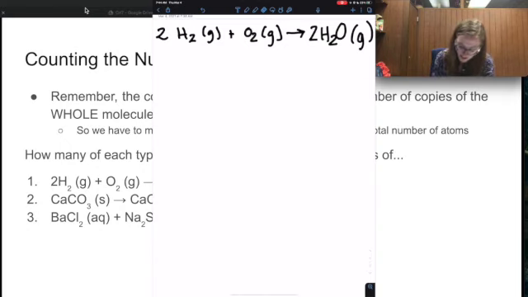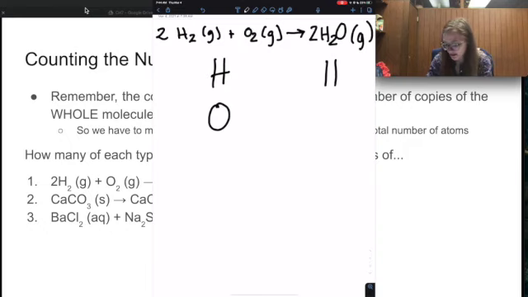So if I'm looking at the reactants in this equation, I have hydrogen and oxygen. And in the products, it looks like I have hydrogen and oxygen as well. So from here, I'm going to start to count the number of each. If I'm looking at this, I see that I have two hydrogen molecules. Each hydrogen molecule contains two hydrogen atoms. So if I have two hydrogen molecules, I have four hydrogen atoms, two from each hydrogen molecule.